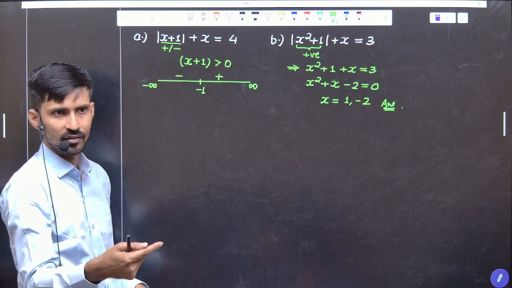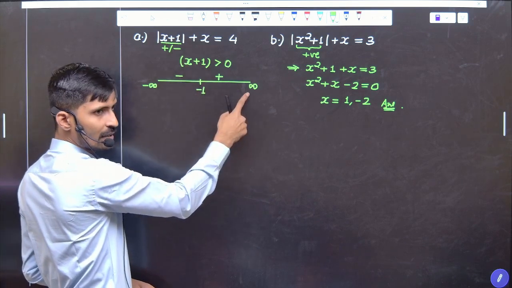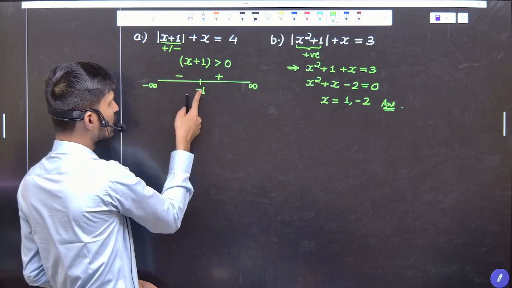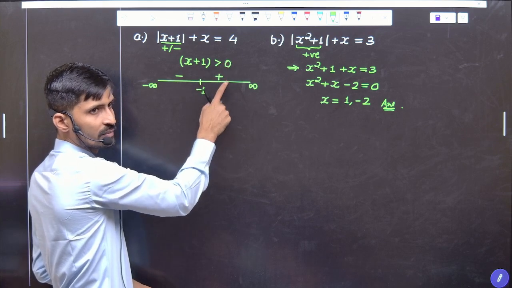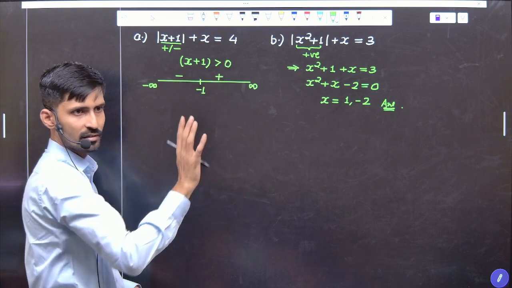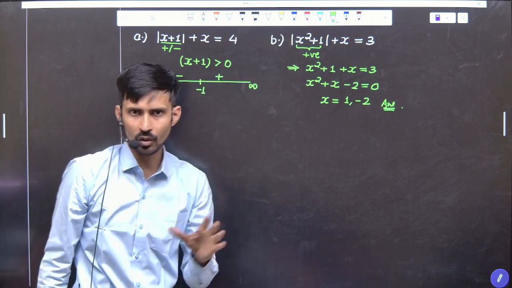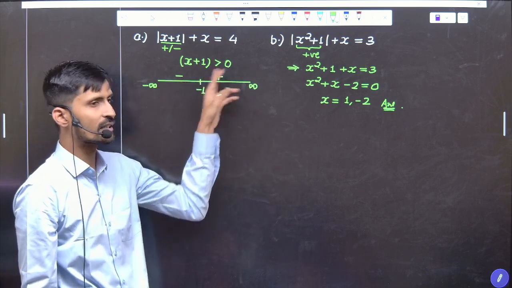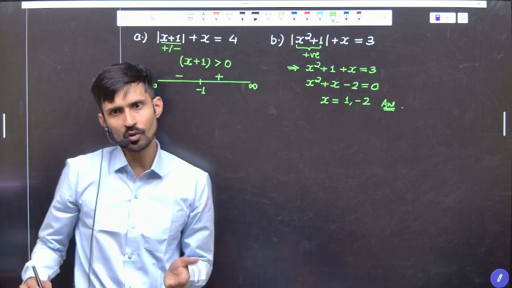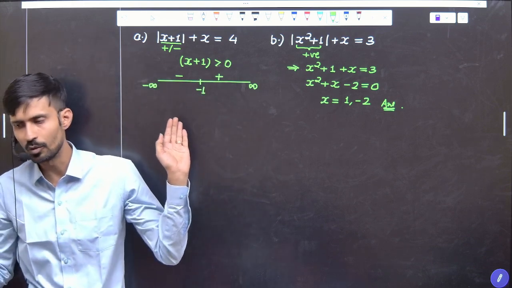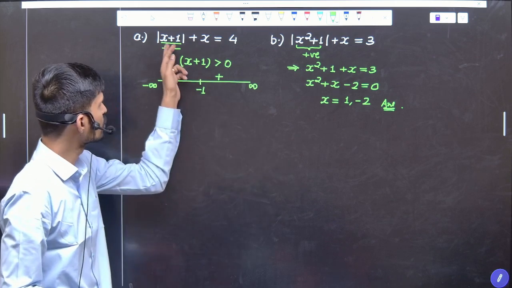change your thinking. What will the thinking be? This is positive when x is greater than -1, and this is negative when x is less than -1. You don't see this sign; greater than 0 does not mean positive, that is not the answer. I am telling you to put greater than 0 only for your comfort, because you always put signs like greater than or equal to, less than or equal to. Else there is no need to put that sign. So once again, simply, this can be positive and negative both.